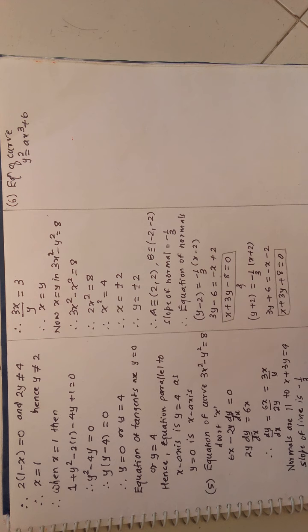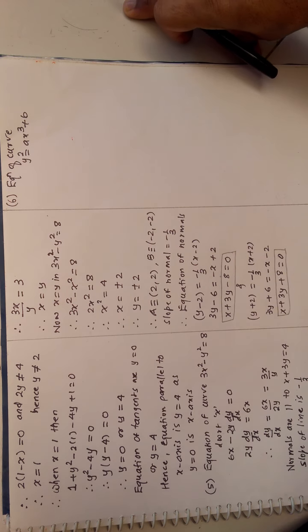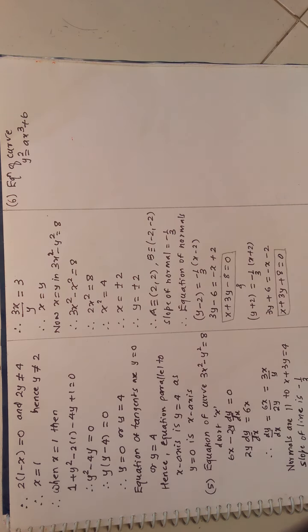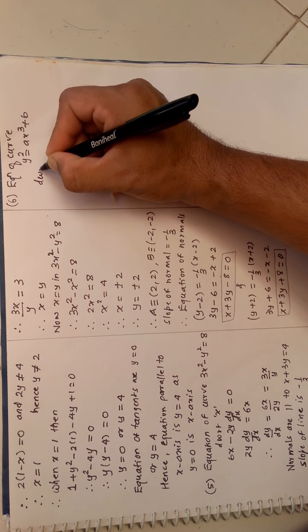Now coming to the next question, that is the last question of our series. Here the equation of the curve is given to you as y square is equal to ax cube plus b, and it says that y is equal to 4x minus 5 touches the curve. Touches means it is a tangent, and when it comes to a tangent, you require slope. So I will differentiate this with respect to x.